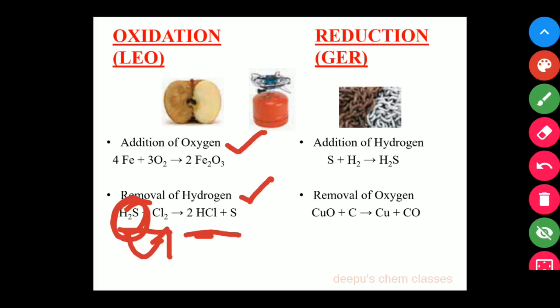Then removal of oxygen, the reverse of addition of hydrogen. Removal of oxygen is also said to be reduction. For example, copper oxide, CuO, plus carbon. What is removed from copper oxide? Oxygen is removed and it is added to carbon to form CO. So from copper oxide, oxygen is removed. So copper oxide is said to be reduced.